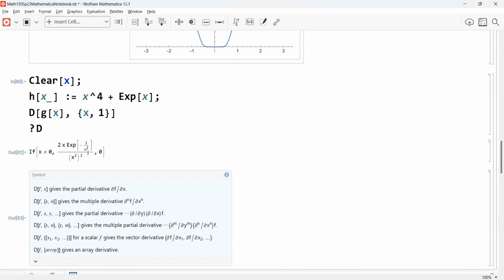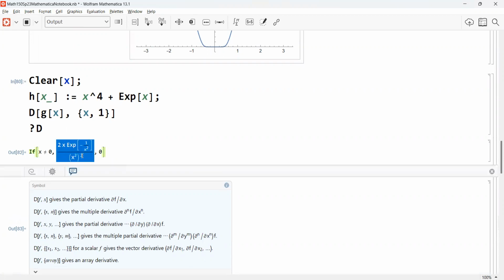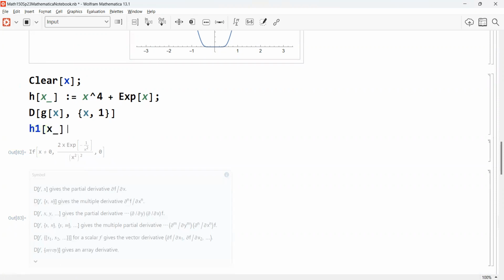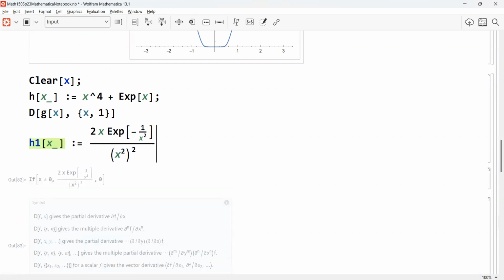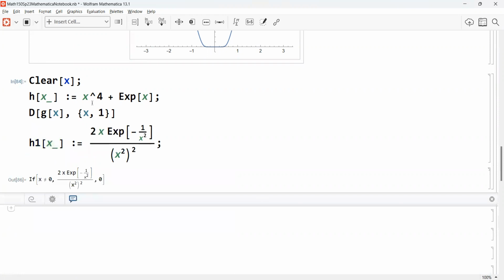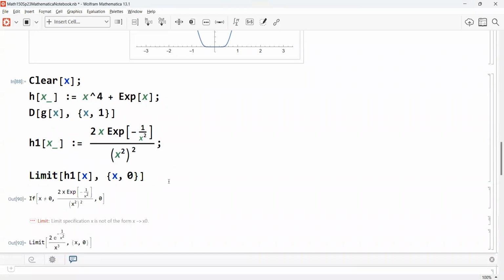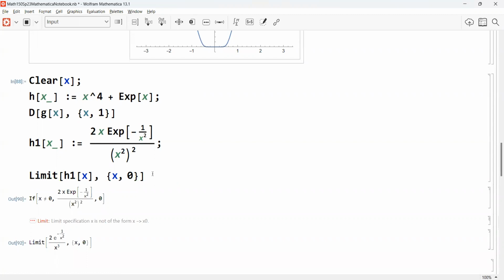Now, there are various things you could do. We might want to evaluate what that is. I can cut and paste that. And what I can do is I can define h1 of x. And I'll just paste that in here. And so now I could do the limit of h1 of x, x goes to 0. I think that's how you do the limit. Nope. So I did something wrong. So what should I do?